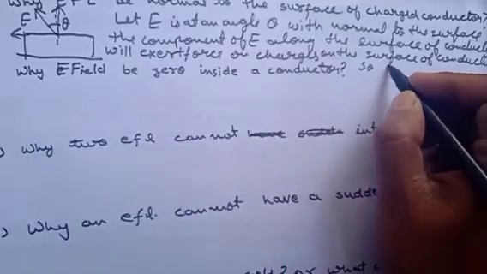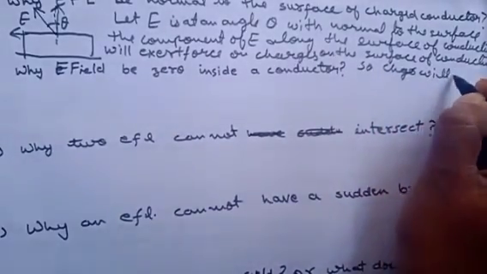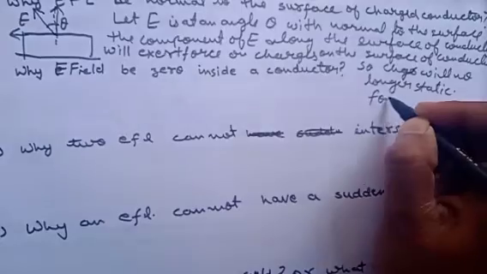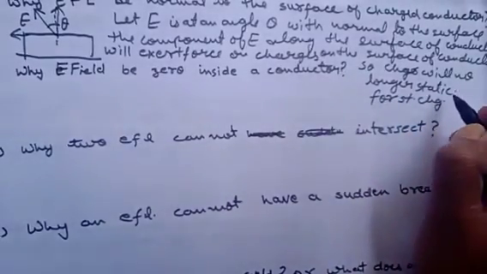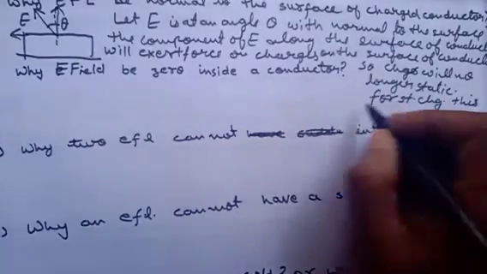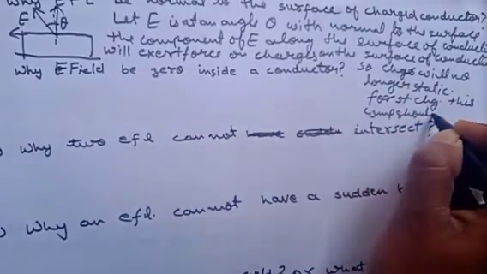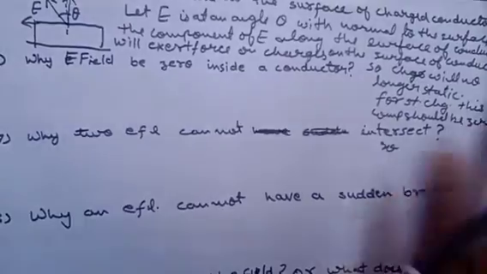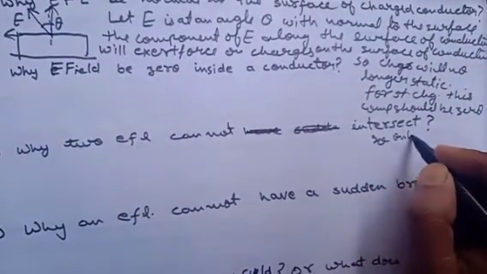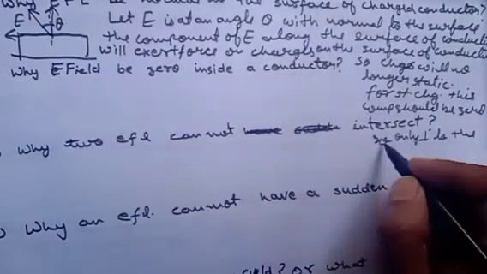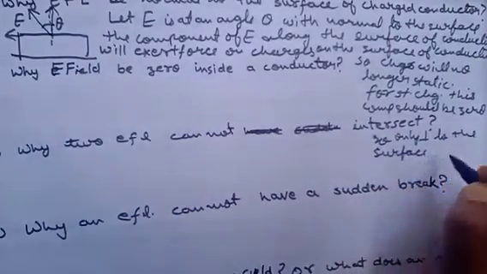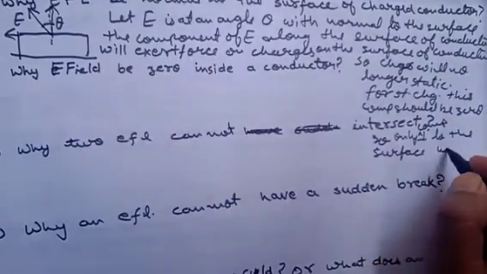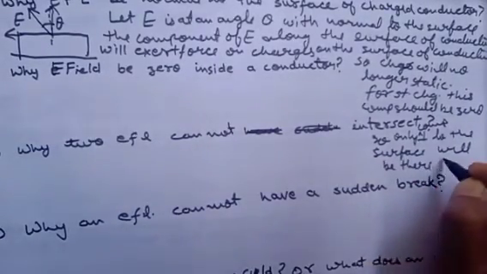So charges will no longer be static. For static charges, this component should be zero. Oh, I'm crossing the limits. So only the component normal to the surface will be there for static charge.